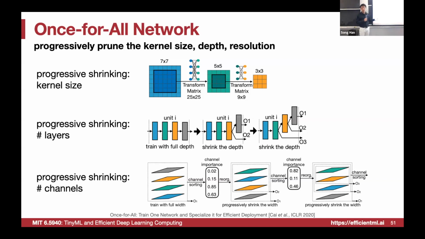We can also progressively shrink the number of channels. Like this is the full width. And also we can sort the channel importance based on the L1 or L2 norm, similar to channel pruning. And then we can either just use 3 channels or use 4 channels. In the next iteration, we can use either 4 channels or 3 channels or 4 channels. So we are progressively reducing the kernel size, progressively reducing the layer number, and also the channel number.